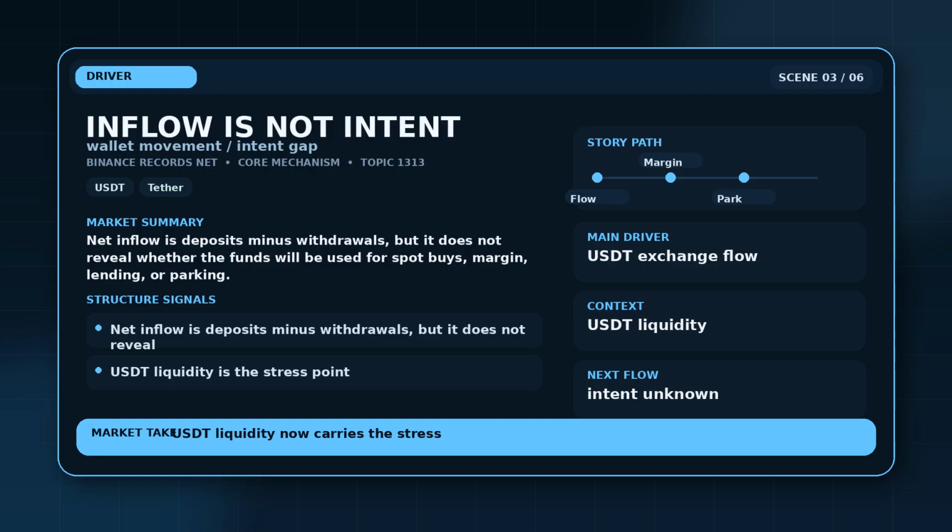The mechanism is straightforward. Net inflow is deposits minus withdrawals, but it does not reveal whether the funds will be used for spot buys, margin, lending, or parking. That is the working engine behind Binance Records Net, and it explains why the event cannot be read only as a surface move. In this case, the mechanism connects 217 M USDT inflow with intent unknown.